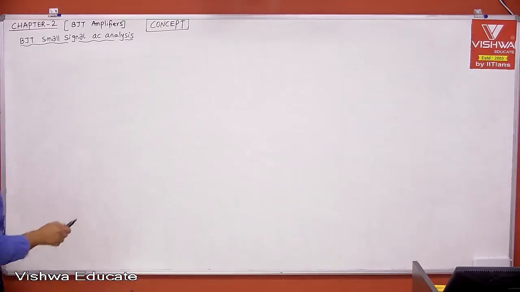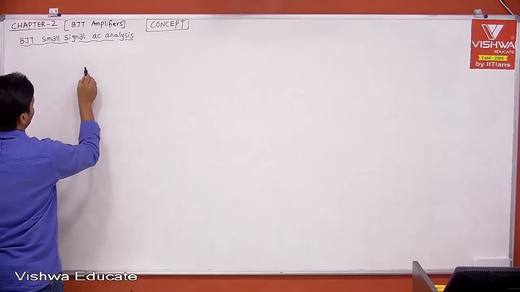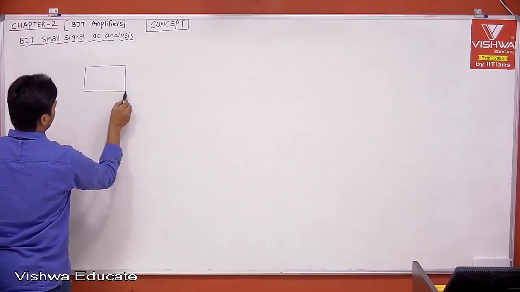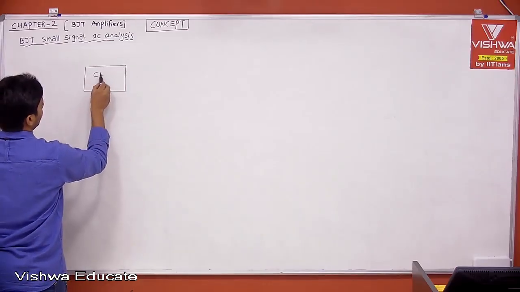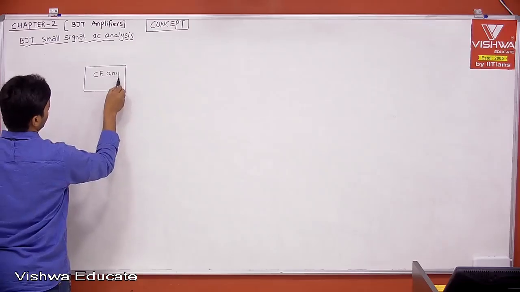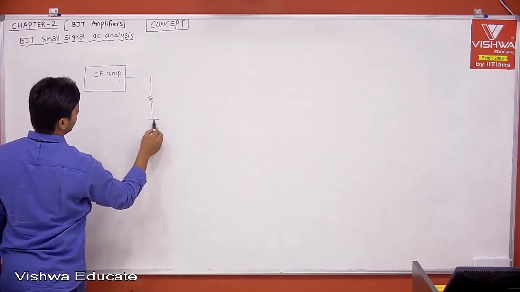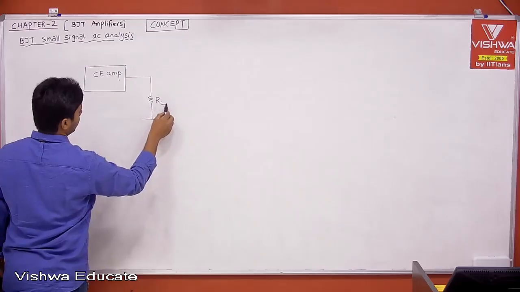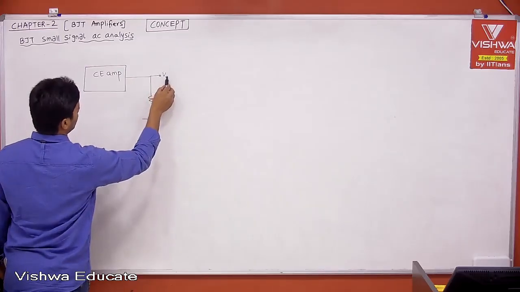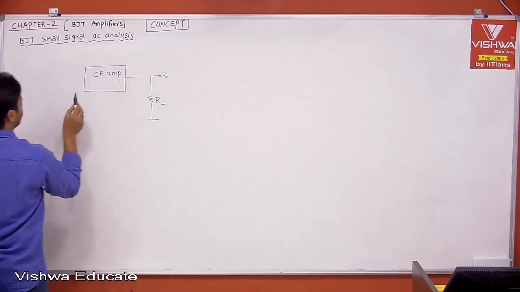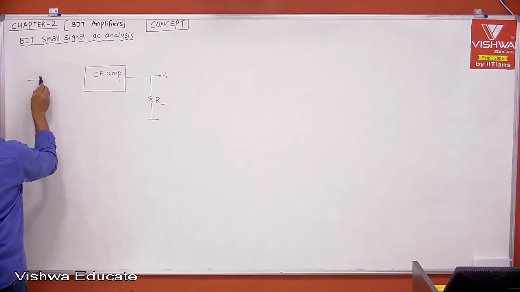Okay, now listen, don't write. This is your amplifier, this is your CE amplifier. Now this is where your load is connected, this is your output, and the common is connected to ground. Okay, no need to show. And this is your source.